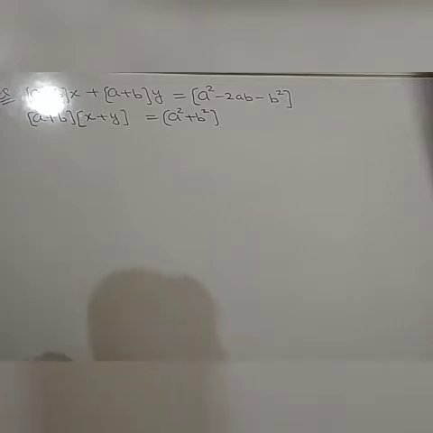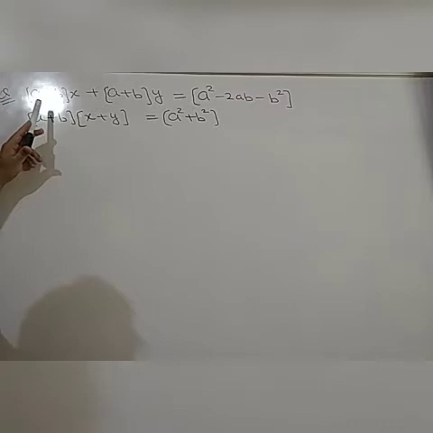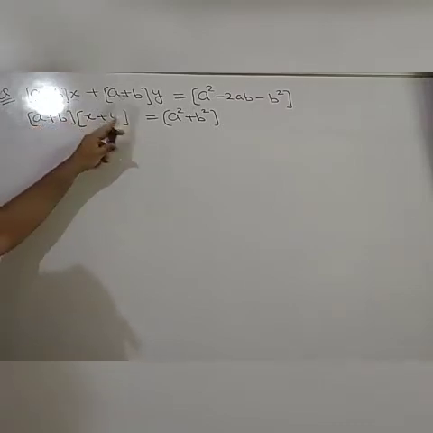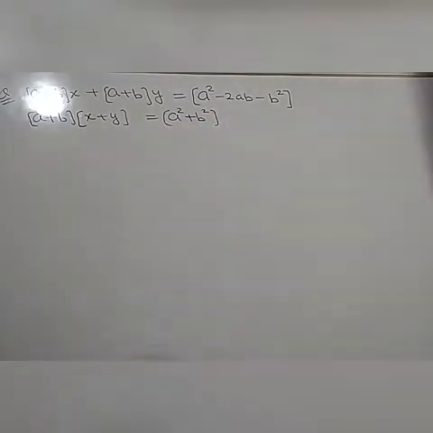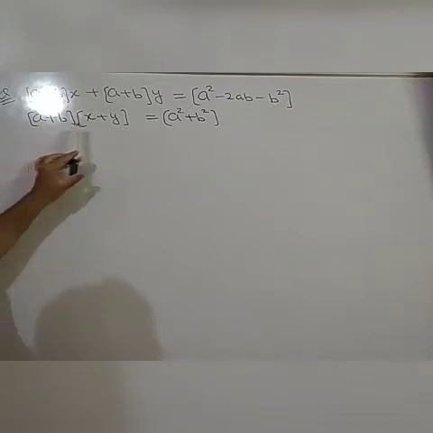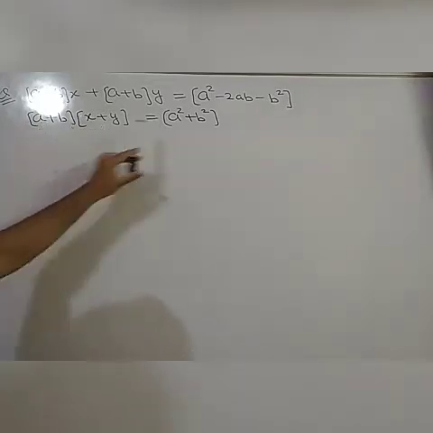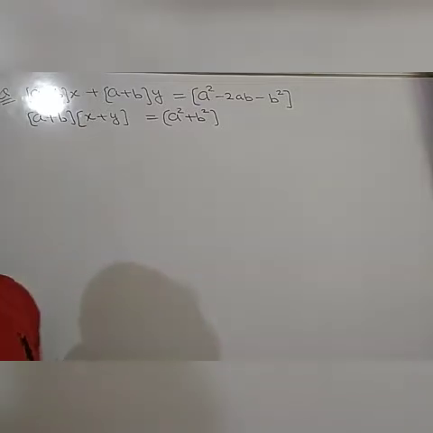Now let us solve one more question. Now the equation is given: a minus b in bracket x, then a plus b in bracket y is equal to a square minus 2ab minus b square. And the second equation is a plus b in one bracket, x plus y in second bracket, it is equal to a square plus b square.